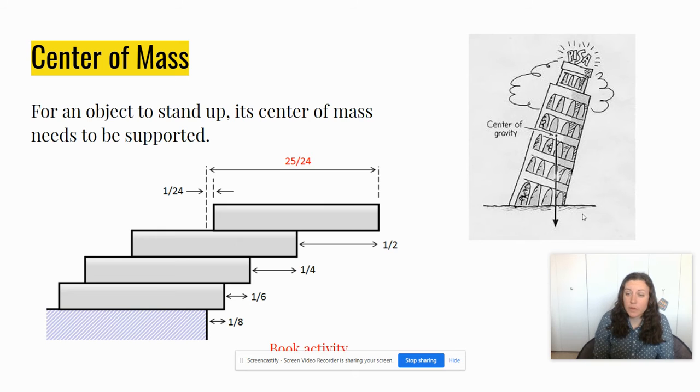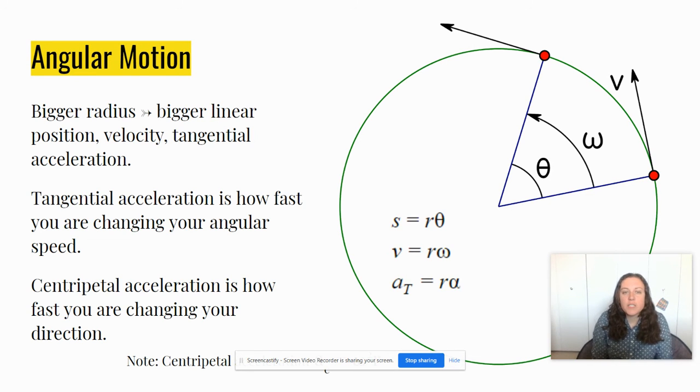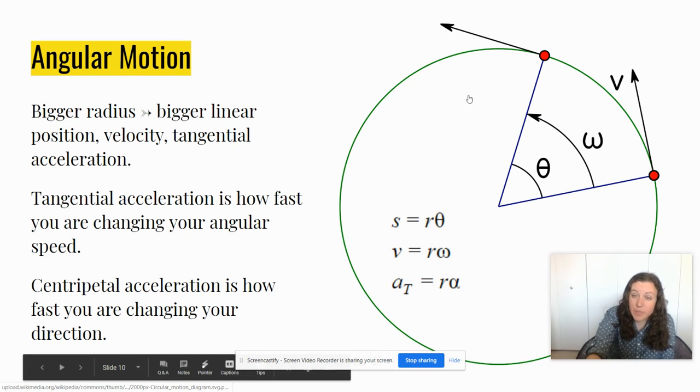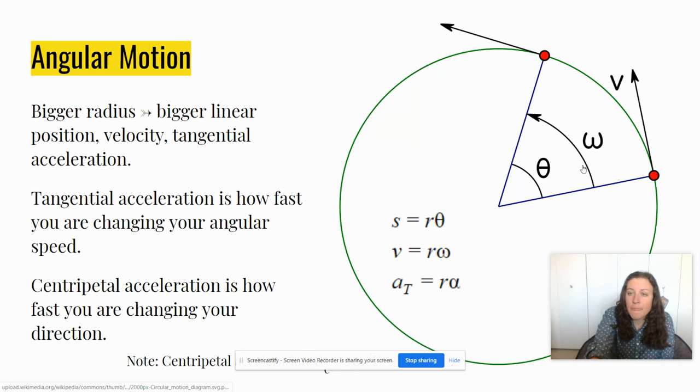Also think about that ruler activity we did where you guys calculated the center of mass of all the rulers. Then we moved on to angular motion, angular kinematics. Big things to know: the bigger the radius, the bigger the linear velocity, tangent position. Theta is your angle, your displacement. Remember, counterclockwise is positive. Clocks are wrong.